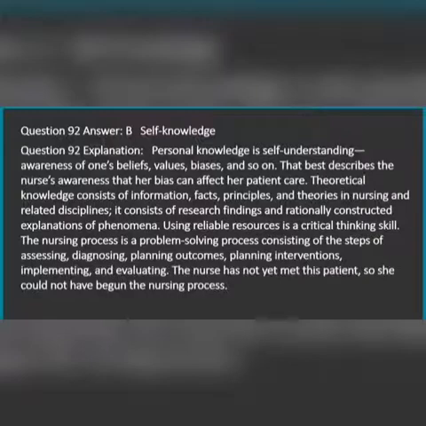Theoretical knowledge consists of information, facts, principles, and theories in nursing and related disciplines. It consists of research findings and rationally constructed explanations of phenomena. Using reliable resources is a critical thinking skill. The nursing process is a problem-solving process consisting of the steps of assessing, diagnosing, planning outcomes, planning interventions, implementing, and evaluating. The nurse has not yet met this patient, so she could not have begun the nursing process.